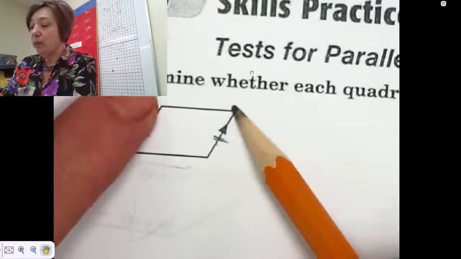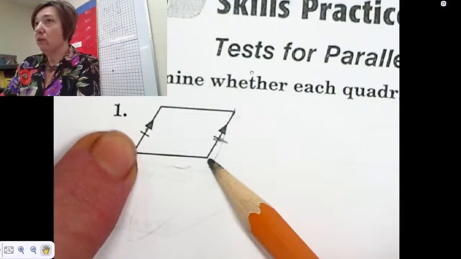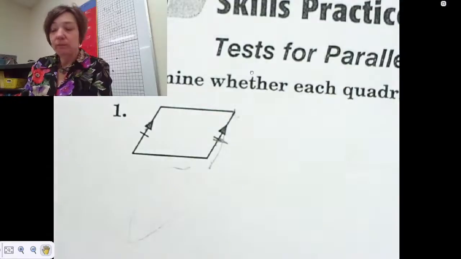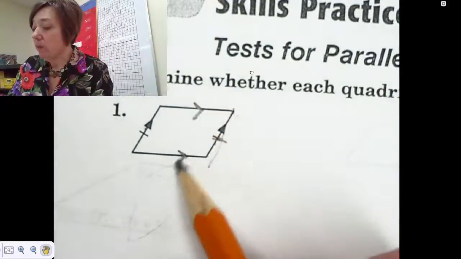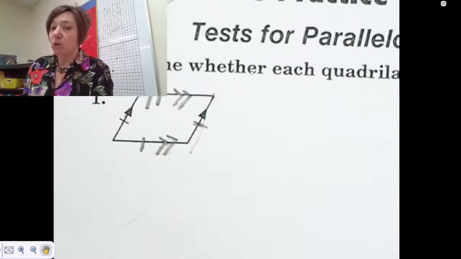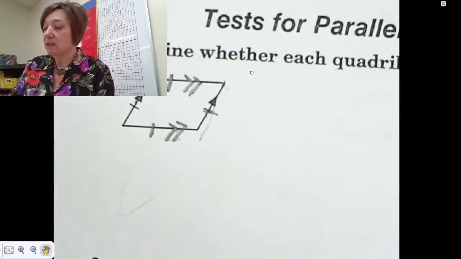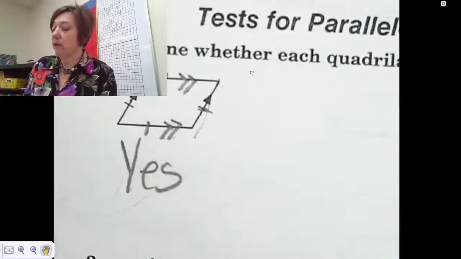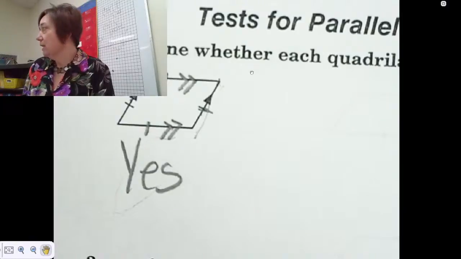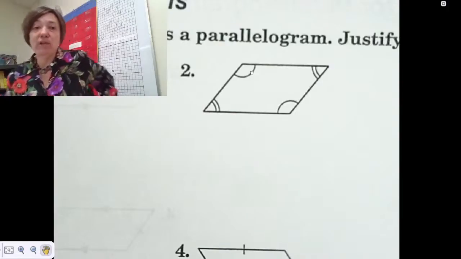Well, if these two are parallel and they're congruent to each other, which means they're going at the same angle and they're the same length, then that means that these up here also have to be parallel and congruent to each other, right? So what's our answer for this? Is it a parallelogram or not? Yes. So our answer would be yes, it's a parallelogram, and our reason would be it has two sets of congruent parallel sides. Okay? Look at number 2. What information did they give us?